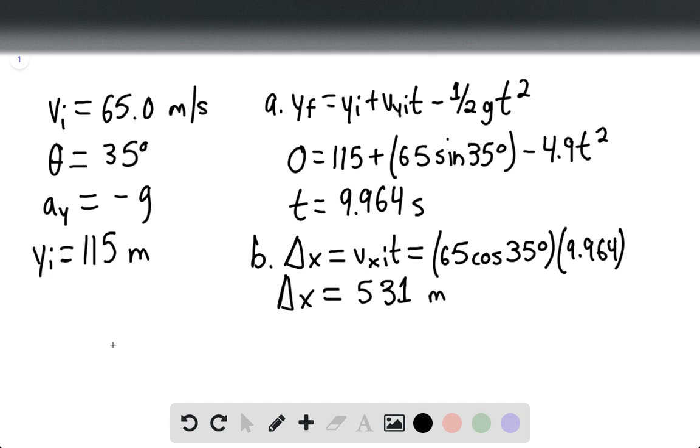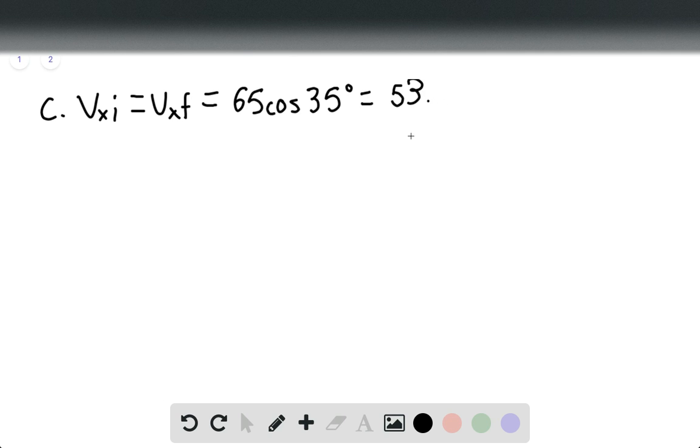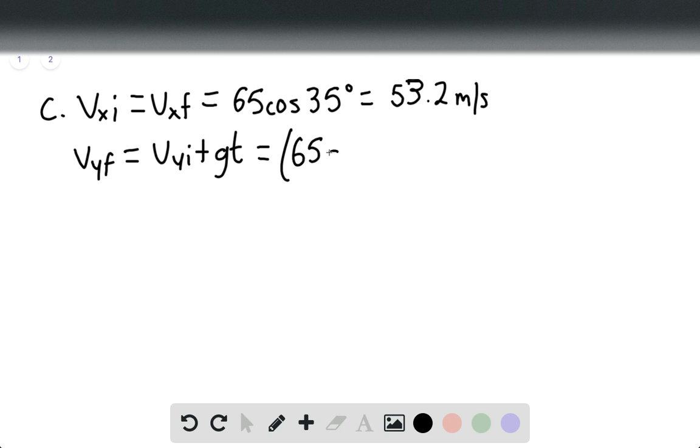And then part C, they're asking us for the x and y components of the final velocity. So Vx initial equals Vx final, and this will equal 65 cosine of 35 degrees, and we are getting 53.2 meters per second.